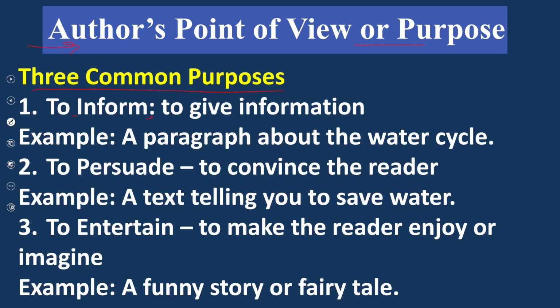First one, to inform. The main point is that some texts are written to inform the audience. The audience may be the students, the children, the scholars, the teachers or the general public. The text is written to give information, and that should be the purpose of the writer or the author. Example, a paragraph about the water cycle. This paragraph explains and gives information about the particular process, that is the water cycle.